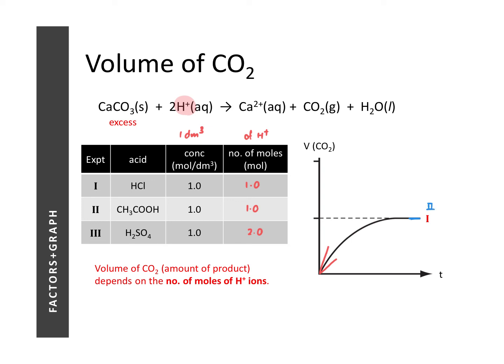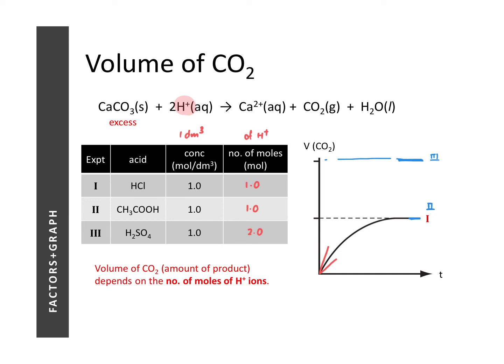For experiment 3, we can see that the number of moles of hydrogen ions is 2 times that of experiment 1. That means I have 2 times the number of moles of hydrogen, and therefore I will have 2 times the number of moles of carbon dioxide, and therefore I have 2 times the volume of carbon dioxide. So for experiment 3, we would expect the final volume of CO2 to be 2 times the initial volume.